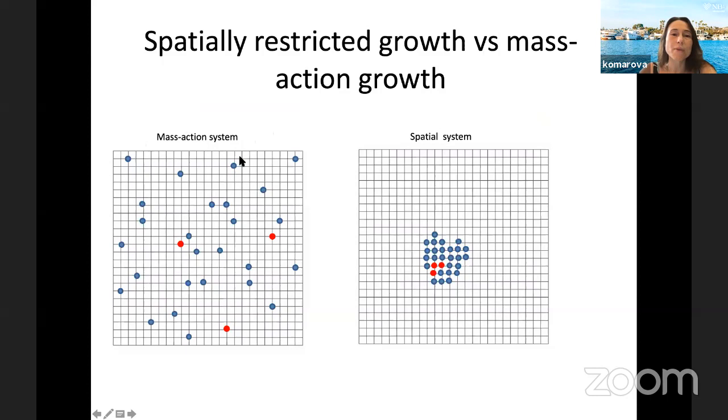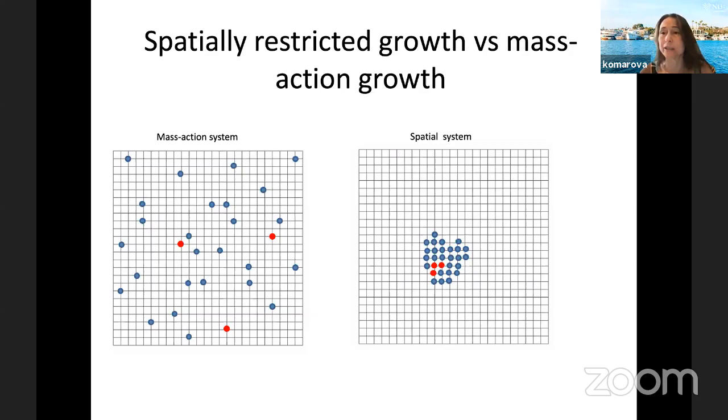So as I already said, in a spatial system, you can only place your offspring next to you, okay? And if all the points next to you are taken by other cells, you cannot reproduce, okay? Only if something dies next to you, you can put your offspring there. In the mass action or well-mixed system, you can put offspring anywhere. Okay, and in this part of the discussion, we will focus on growing populations. We start with one cell and let them grow out, expand, and possibly create one-hit mutants, okay?